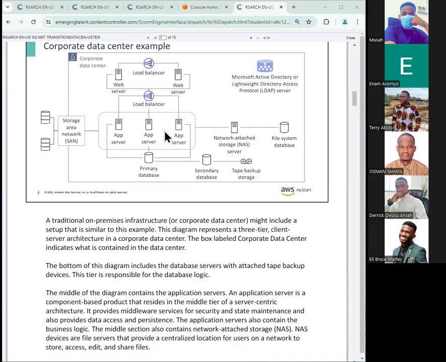If the app needs to store some information, for example, the recordings, it could store them on this storage area network, because it is for this traditional setting. So it has been configured to be the storage of these app servers. Is that okay?